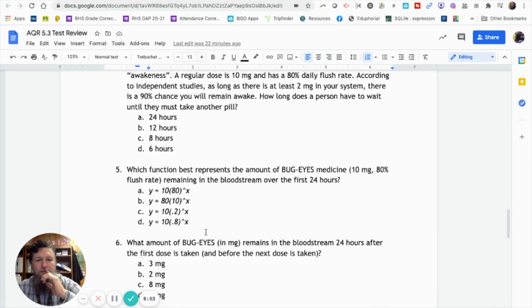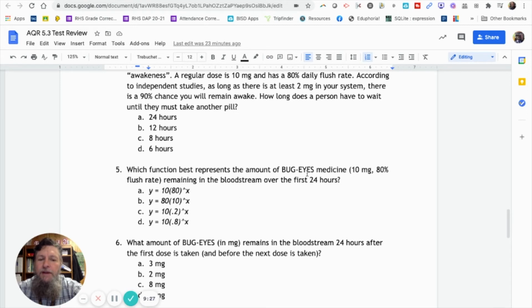What function best represents the amount of Bug Eyes medicine remaining in the bloodstream over the first 24 hours? 10 milligrams with an 80% daily flush rate. Let's look at the first one. Y equals 10 times 80 raised to the x. That's going to increase it every time you raise x, okay? Now, this is just over the first 24 hours. Well, you're not taking 80 milligrams, and that's your initial value, so B is eliminated right away. C and D look good.